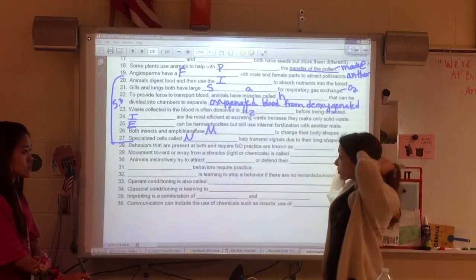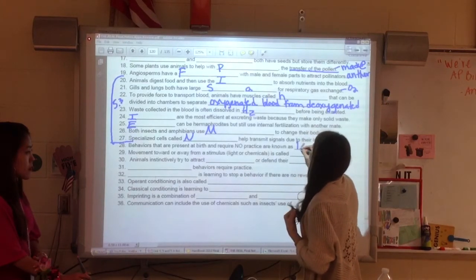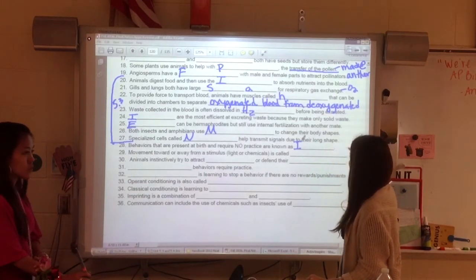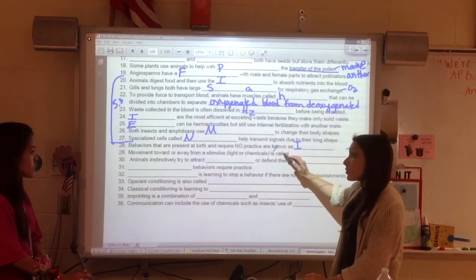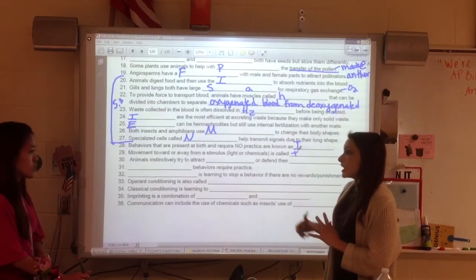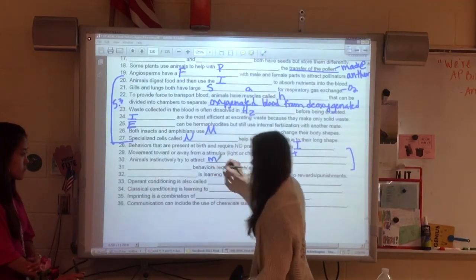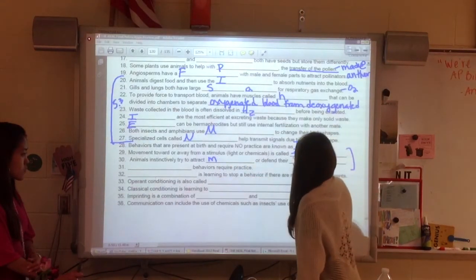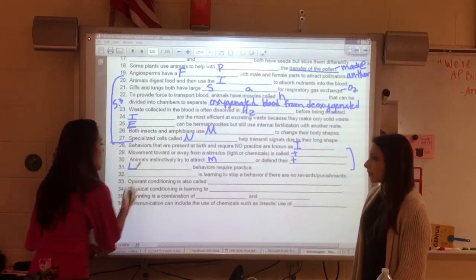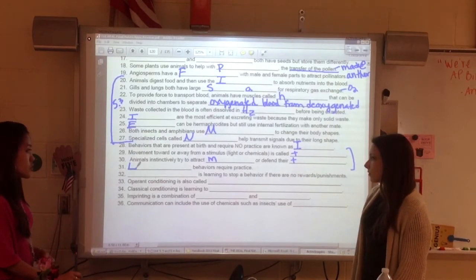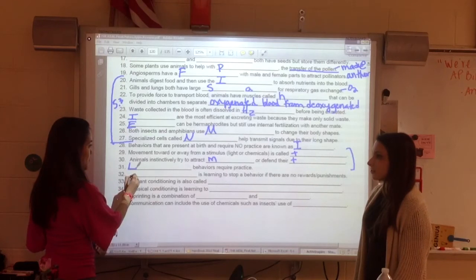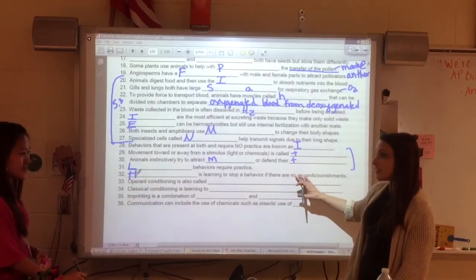Some behaviors are present at birth and require no practice. And this type of behavior starts with an I. These two are examples. Movement towards or away from a stimulus starts with a T, kind of reminds you of a yellow car that drives you around. Animals will also instinctively try to attract a blank that starts with an M, or defend their land or space, which starts with a T. For 31, behaviors that start with an L require practice. And for 32, learning to stop a behavior if there's no reward or punishment starts with an H. And so this is one that we'll be talking about tomorrow.